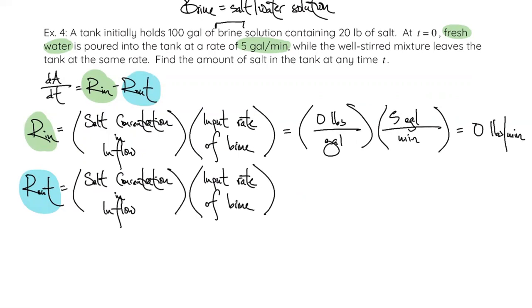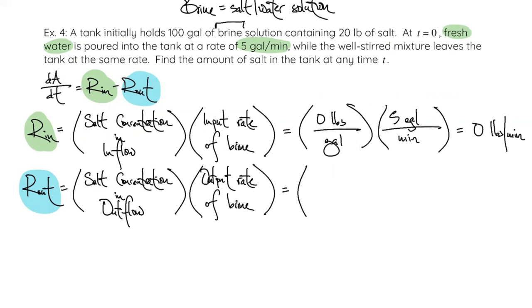But instead of saying salt concentration in the inflow, I'm going to say salt concentration on the outflow. And instead of the input rate of brine, I'm going to say the output rate of brine. So the format is very similar, except in for in and out for out. And so let's see what's happening as the salt comes out of the tank.